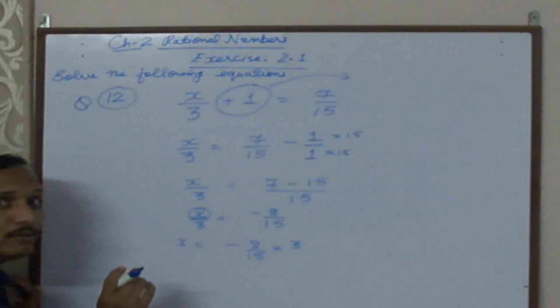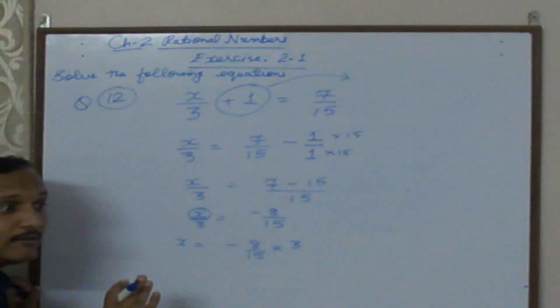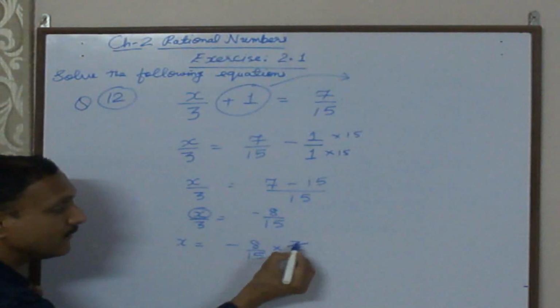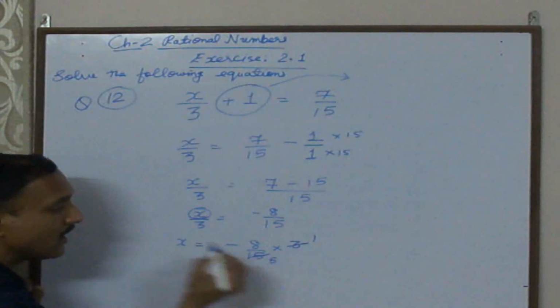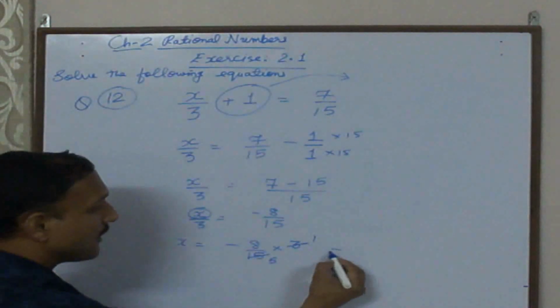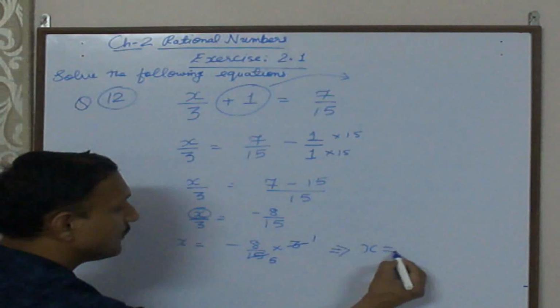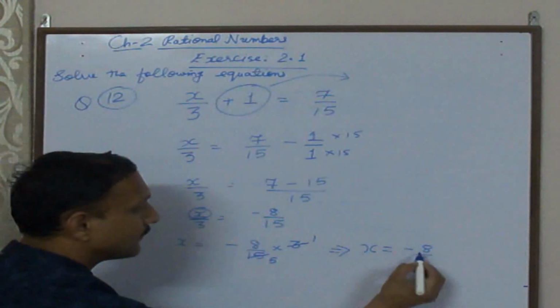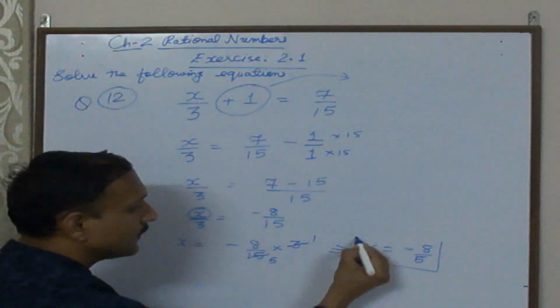Now there is no need to take any LCM. In multiplication and division, we never take LCM. So directly we can cut, 3 1s are 3, 3 5s are 15. So what is the final answer? x equals minus 8 by 5 is the answer. Clear, children?